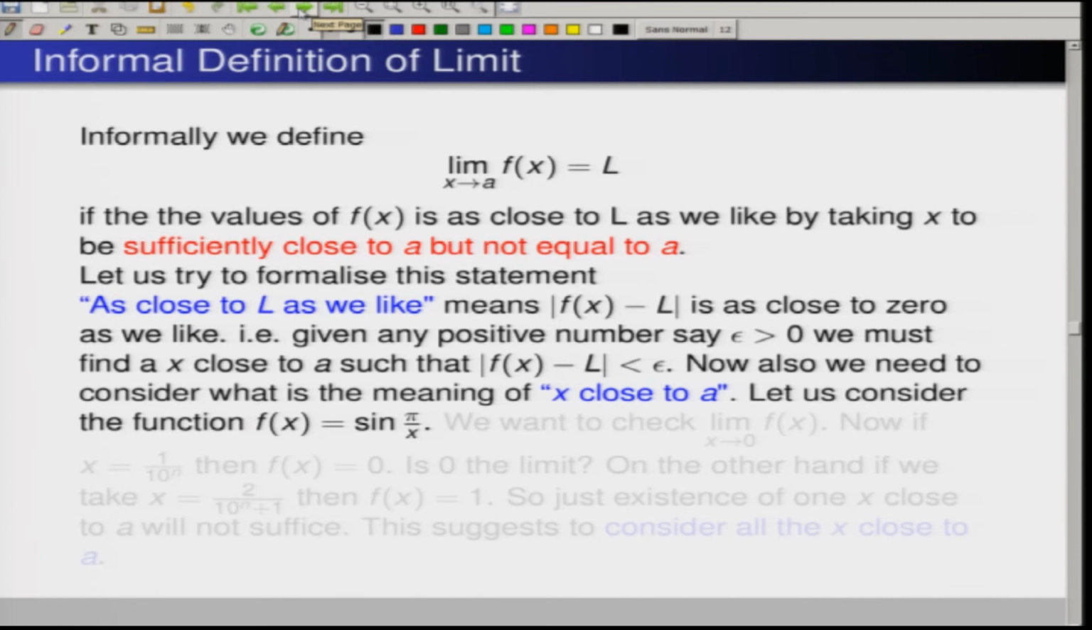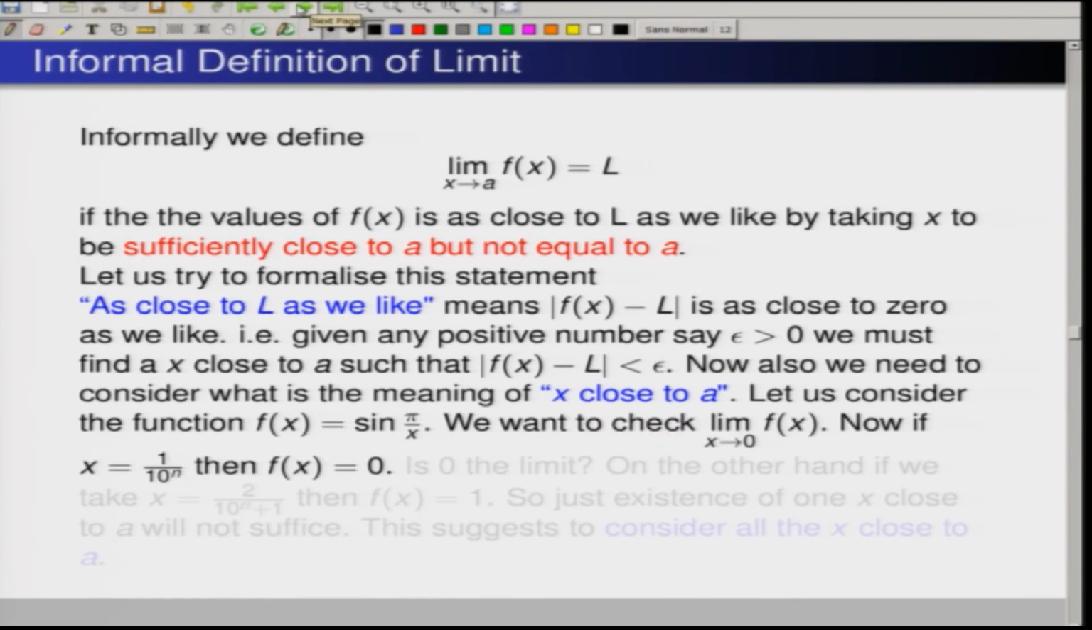Now, consider the function f of x equal to sin pi by x. This function is defined for any x not equal to 0. So now we want to check what happens when limit x goes to 0.